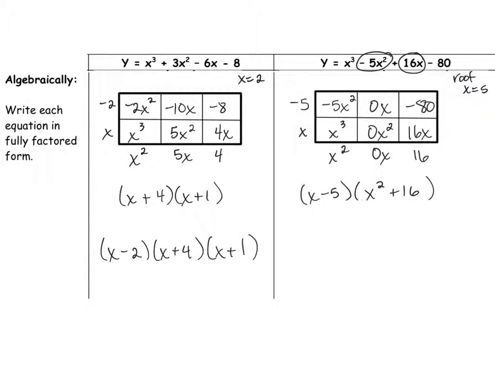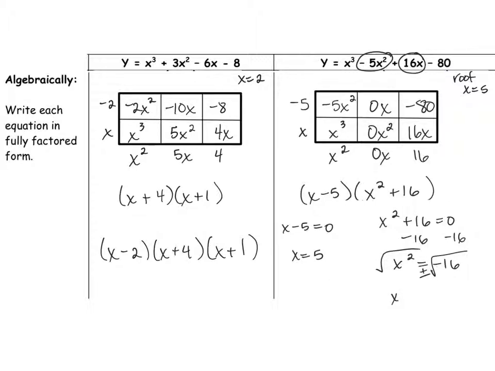Or we can rewrite this, or we can use the zero product property. So we can do x minus 5 equals 0. So we have a real root at x equals 5. And then over here, we've got x squared plus 16 equals 0. And here we solve, so minus 16. So x squared equals negative 16. Square root both sides, and when we do that, we have to do plus and minus, because whenever we're square rooting to solve, we have plus and minus the square root of negative 16.